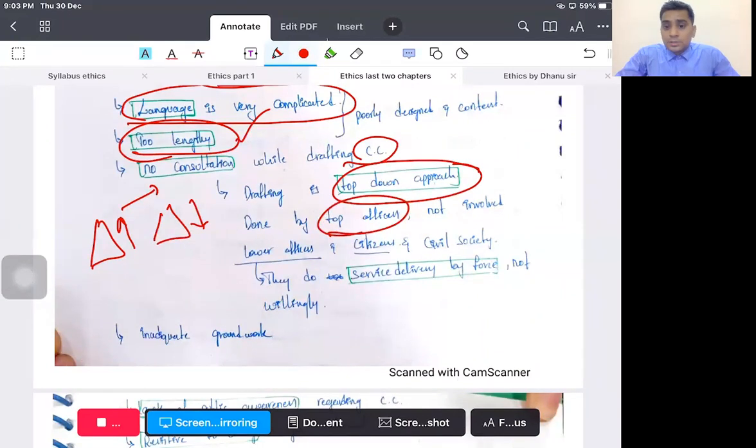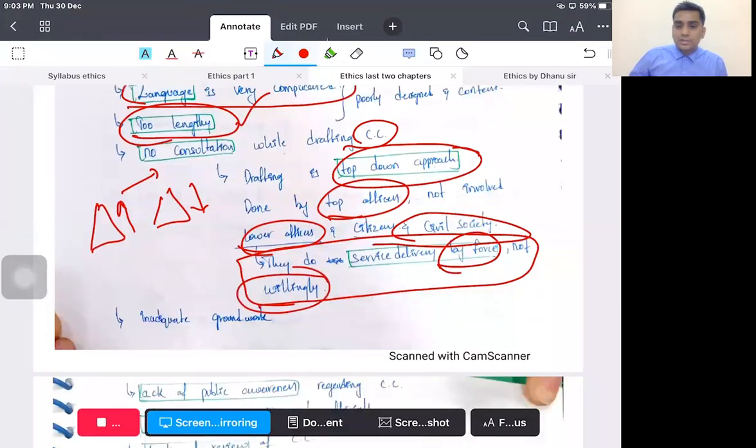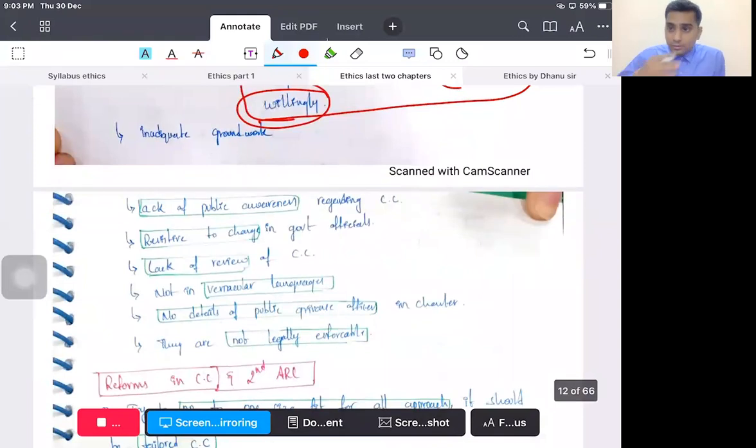Next one is that lower officers don't know about it. Leave aside citizens and civil society, they will never be aware of it. They do service delivery by force, not willingly. Yes, this is a common thing. Whenever a customer goes into a public office, like public banks, the staff think that they are there just to enjoy under the ACs. They feel that they work by force, just as we study by force, not willingly, right? That is another problem.